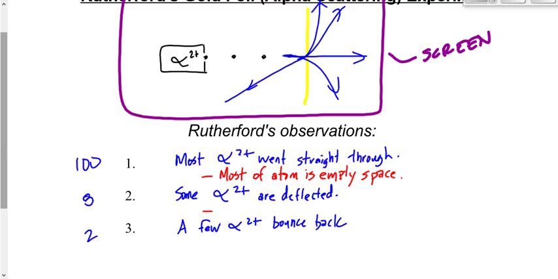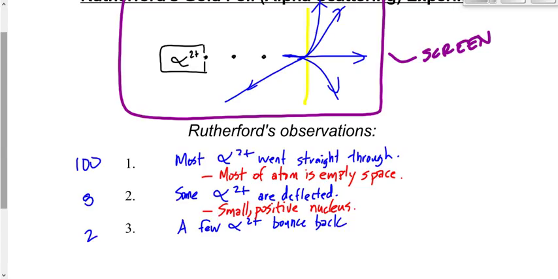So we have to have something small and positive in the middle. It has to be small because most of it's empty space. It has to be positive because it has to be something that repels the positive alpha particles. Small, positive, we'll call it a nucleus. There's the discovery of the nucleus right there. We got a small positive nucleus in the middle.